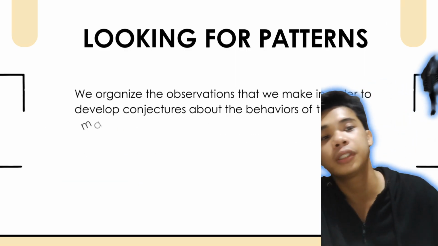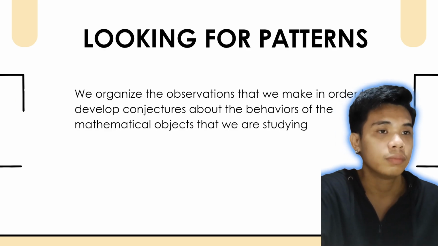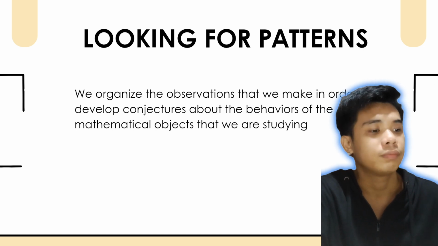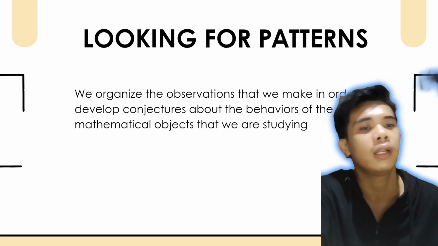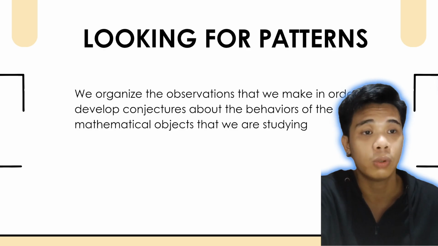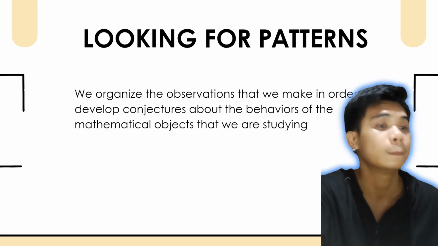Now, if we try to look for patterns, we need to organize the observations that we make in order to develop conjectures about the behaviors of the mathematical objects that we are studying. Because if we do not organize the observations, we will not have the capability to prove that our conjecture is true, meaning it will not become a theorem because we don't have enough evidence to prove that our conjecture is true.